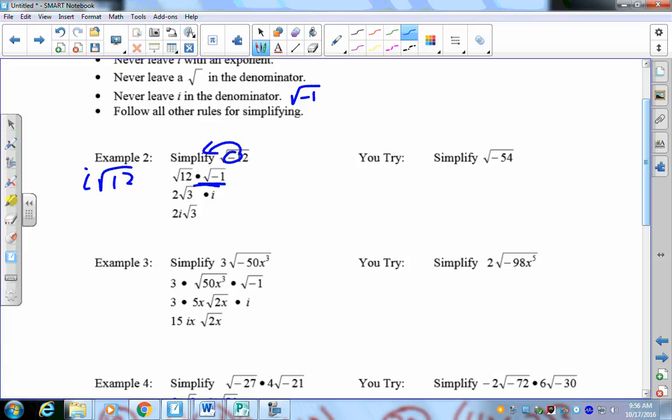All right, now we can go ahead and simplify and break that down. So I broke that down into 2 and 6, 2 and 3. We've got a group of 2. Bring this to the outside, which is how I got 2i radical 3.